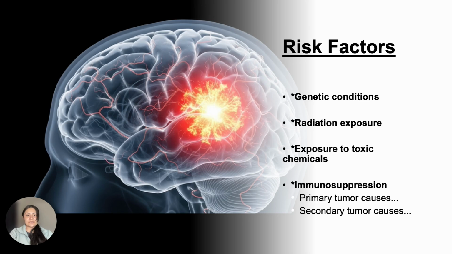Okay, now on to risk factors. First, we'll go over genetic conditions. This happens when a person inherits a mutated gene that increases their risk of developing specific cancers. Inherited gene mutations can be passed down from parents to children, unlike the gene mutations that occur randomly in cells throughout a person's life.